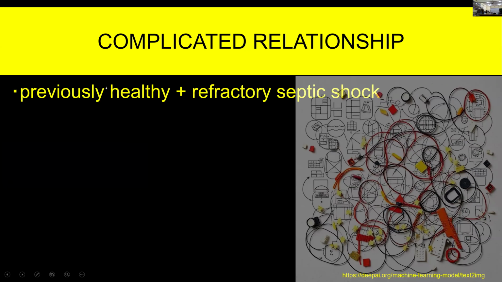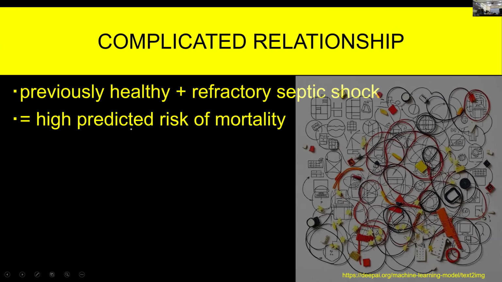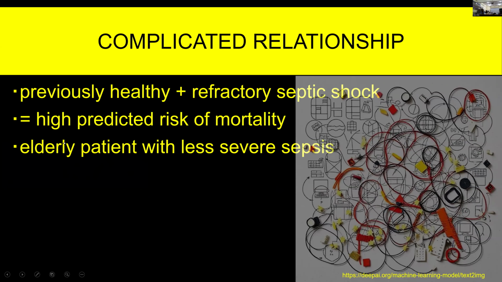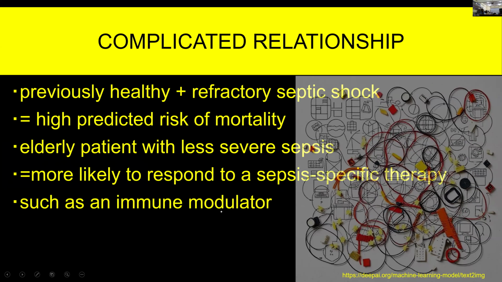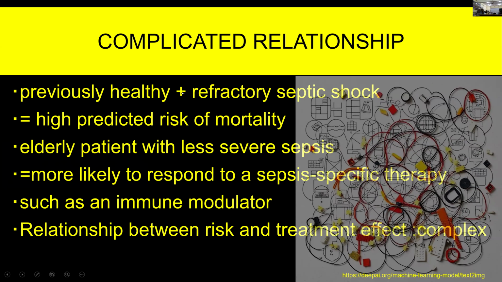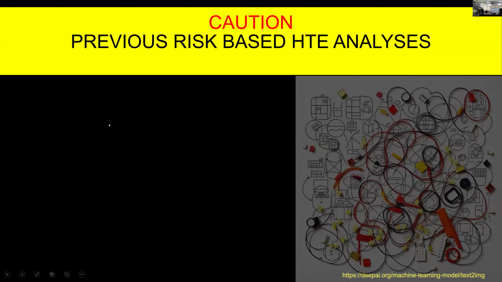So what is complicated? Now, if you're previously healthy and you have septic shock, you have a high predicted risk of mortality. Whereas an elderly person with less severe sepsis is more likely to respond to specific therapy, such as an immune modulator. But the previously healthy person with refractory shock may get a lower APACHE score than an elderly person with less severe sepsis. So there are some problems with blindly following a score and saying that you're going to do well and you're going to do badly. It's complicated.